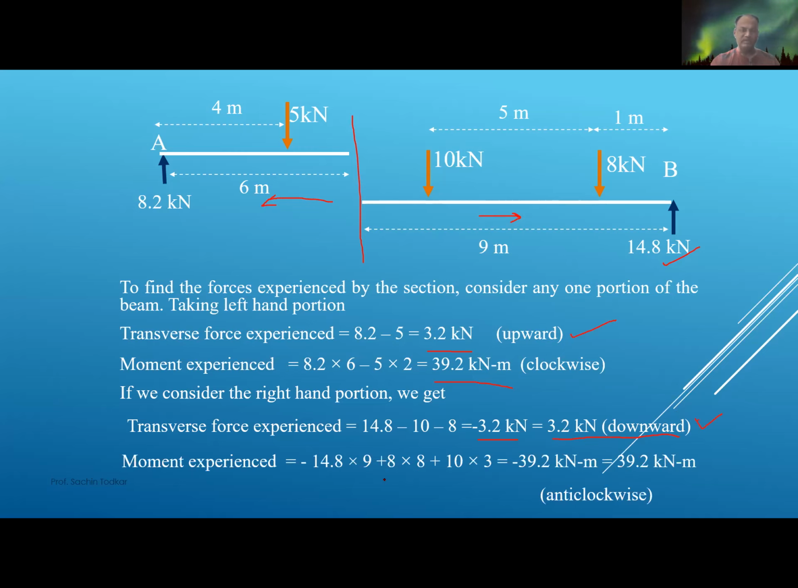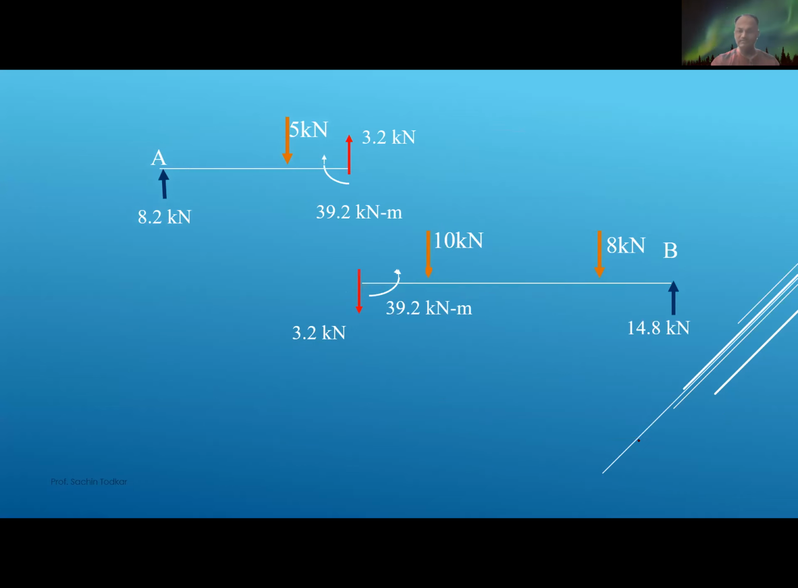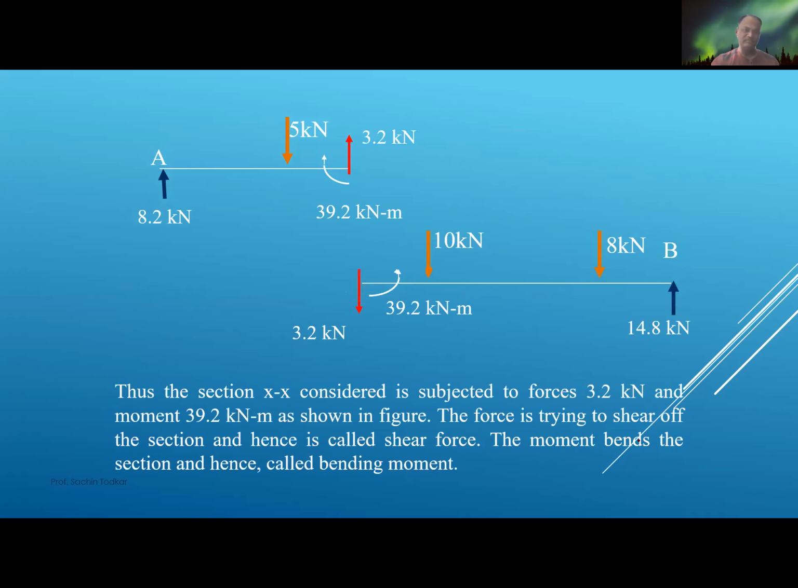Moment experienced. Again, I'm going to calculate this moment from this point: 14.8 into 9, because it is anti-clockwise, minus 8 kilonewton into 8 plus 10 kilonewton into 3, minus 39.2 kilonewton meter, that is anti-clockwise. So it is exactly same and opposite in direction. So while calculating shear force and bending moment diagram, you can take a left side or a right side approach and your answers will be same.